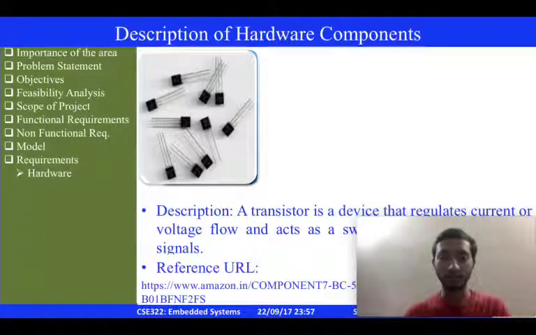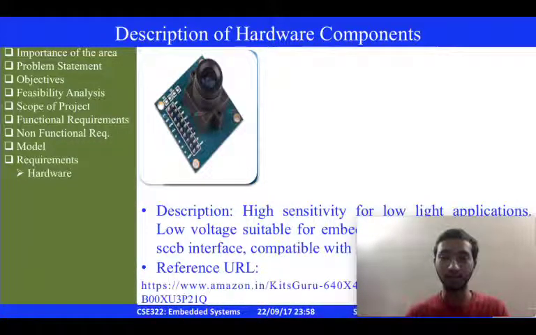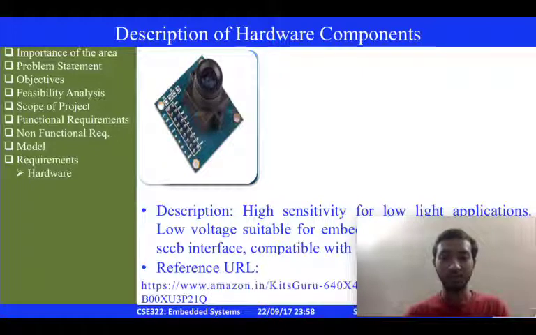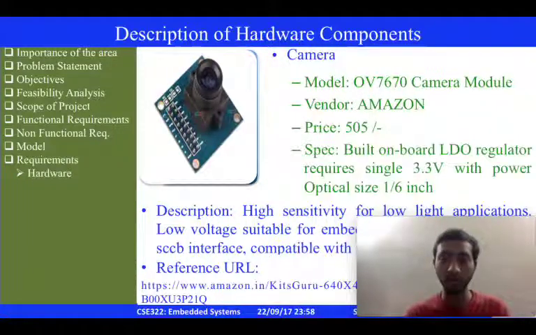These are the transistors, and again the vendor is Amazon. Price is 199, with a forward bias of 0.2 to 0.3 volt for germanium and 0.6 volt for silicon. Then this is the camera which we are going to use for capturing the images continuously. The model is the OV7670 camera module. The vendor is again Amazon. The price is around 505, and it has a built-in on-board LDO regulator and requires 3.3 volts.